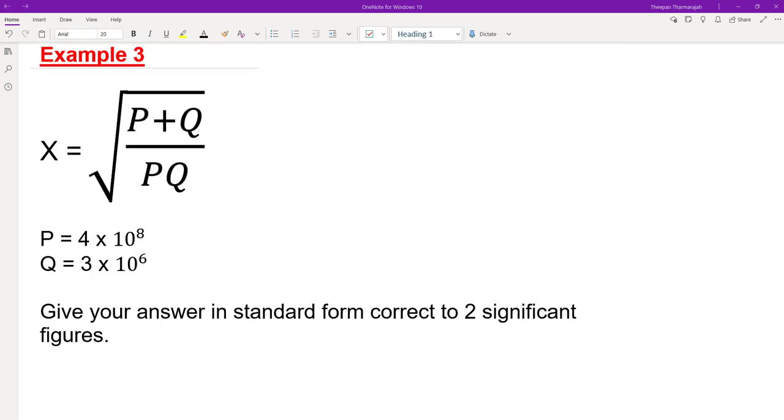Here's a question for you to try. You can pause the video, and when you're done, I will go through my work solution.